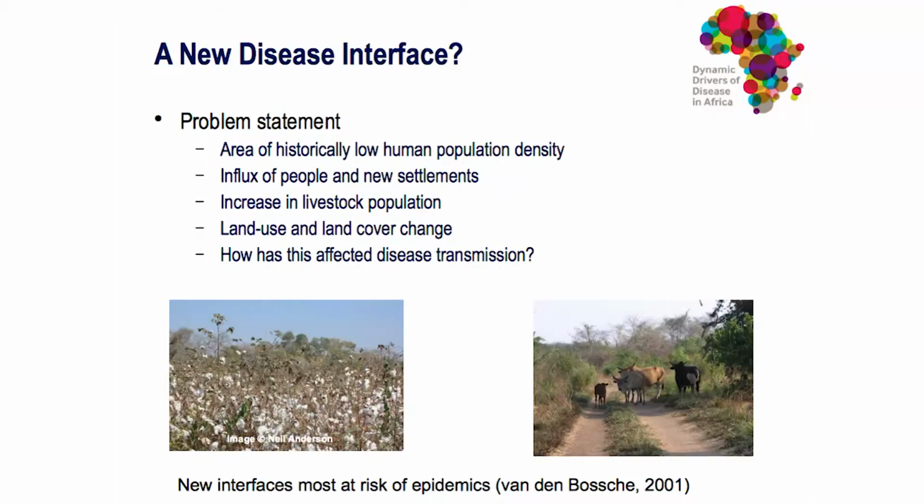And another point which is important is that new interfaces like this, new areas where cattle and human populations have been brought into close proximity to more undisturbed habitat, have been identified by previous research to be particularly at risk of epidemics of disease.